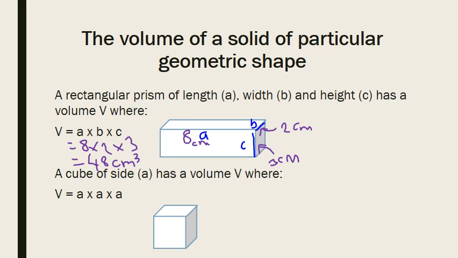And then to do a cube, so a cube of side A has a volume of V where V equals A times A times A, or A cubed. So if we have, for example, this, which is 5 centimeters, we do 5 times 5 times 5, which equals 125. Let me just make this clearer for you. Centimeters. So this is 125 centimeter cubed.